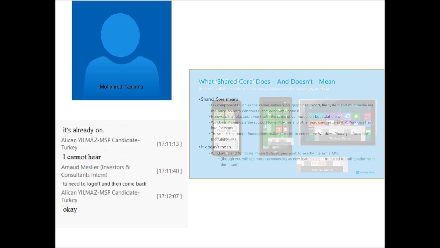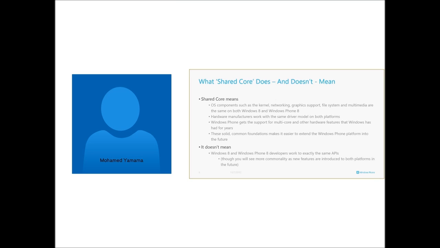So what does it mean that we have a shared core between Windows Phone and Windows 8? It means that components such as the kernel, networking, file system, and multimedia are the same on both Windows 8 and Windows Phone 8, which makes life easier for hardware manufacturers to work with the same driver model on both platforms. It even gives us extensibility in terms of the Windows Phone platform into the future, so we can expect a more robust platform with more features in the upcoming versions. Hopefully, I'm not sure which one is coming next.